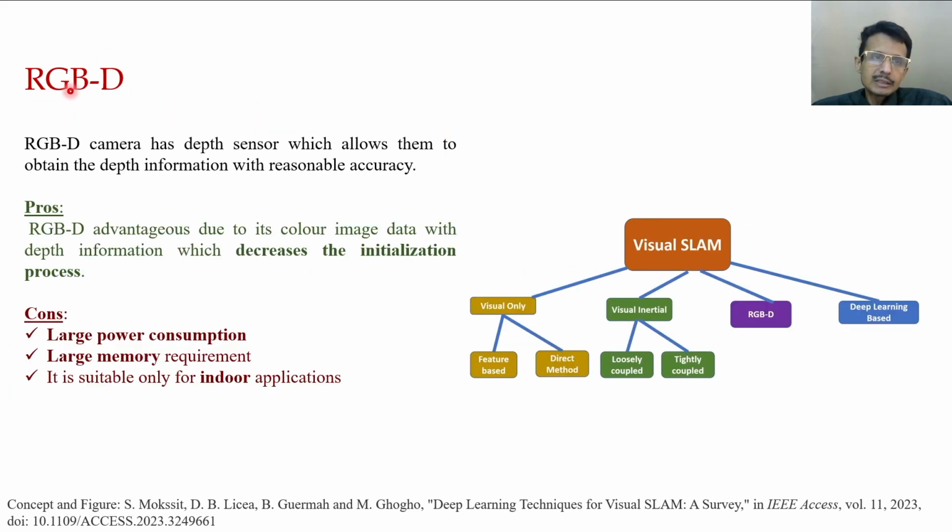Now RGB-D cameras have a depth sensor which allows them to obtain depth information with reasonable accuracy. The major advantage of RGB-D is that the color image data comes with depth information, which decreases the initialization process. But it requires large power consumption and large memory, and it is suitable only for indoor applications. So these are the basic things.